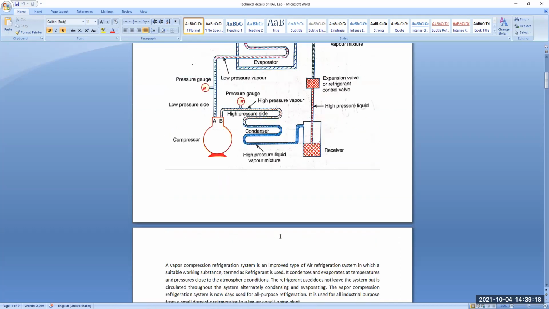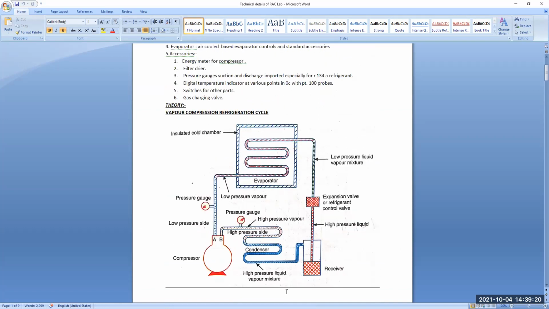Let us go through this schematic sketch again. First of all, we have to know what is meant by the high temperature side, the high pressure side, as well as the low pressure side in a refrigerating system. The refrigerant is the working fluid circulating throughout the system, and it is sometimes at high pressure and sometimes at low pressure. Where it is under high pressure, it is defined as the high pressure side, and where it is at low pressure, it is defined as the low pressure side.